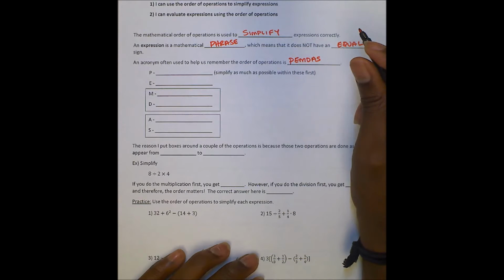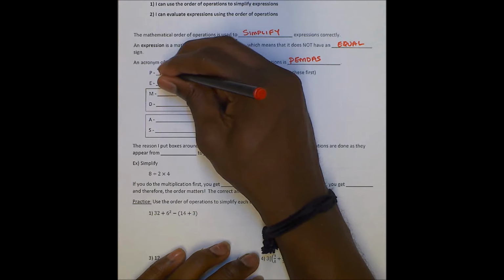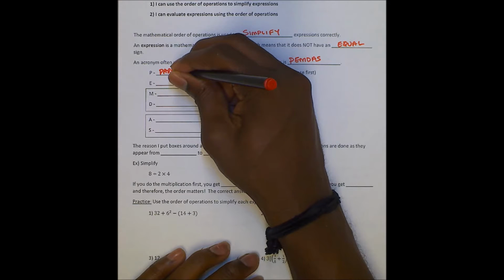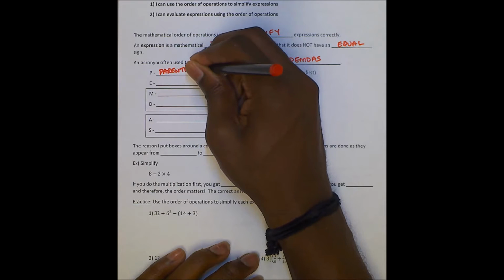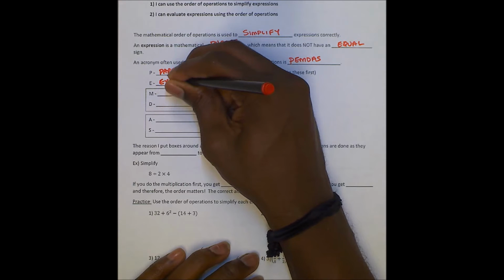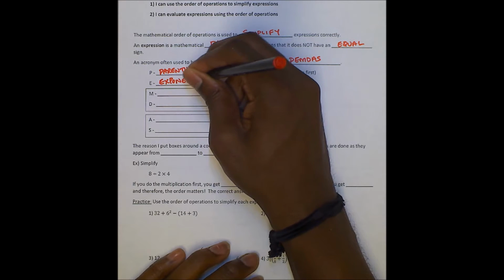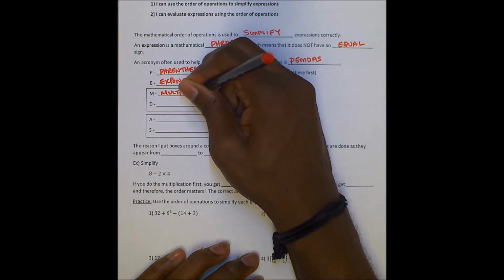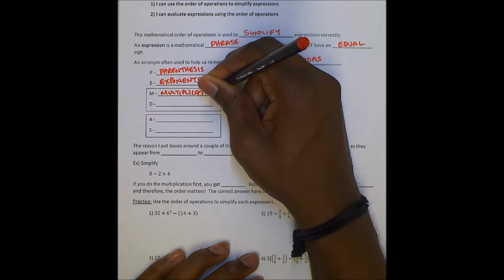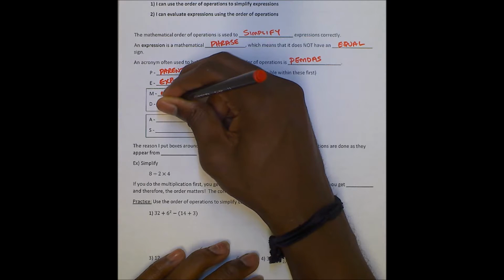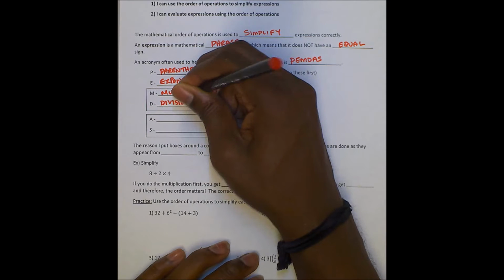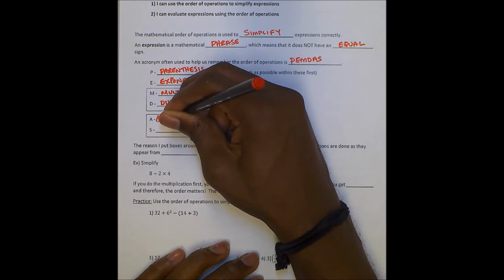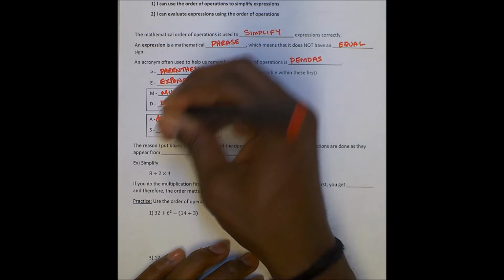Okay, and so P stands for parentheses, E stands for exponents, multiplication for M, division for D, addition, and subtraction.